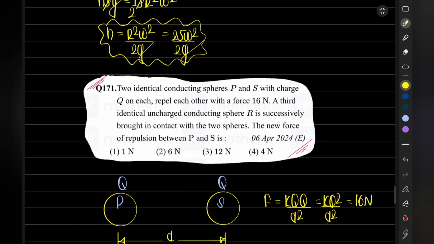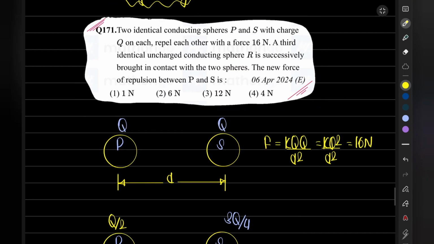Let's see if any option matches 6 Newton. As we can see, Option B is our final answer.